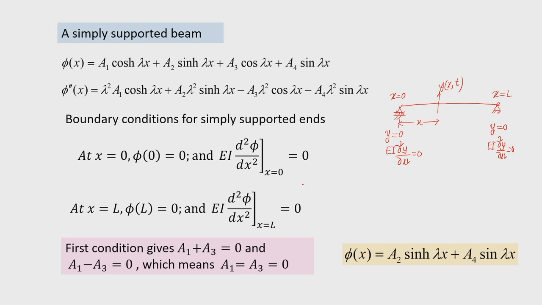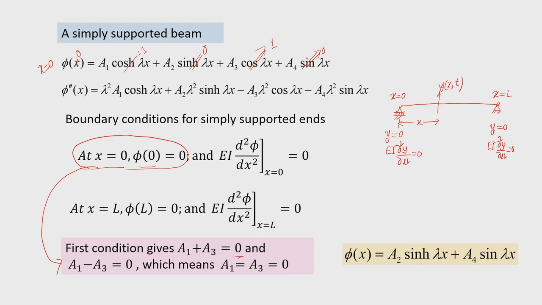Now the boundary conditions are substituted. At x is equal to 0, phi is equal to 0. If I put x is equal to 0, you can see this term is 1 and this term will be 0. Again, this term is 1 and this is 0. So ultimately from the first condition we get a1 plus a3 equal to 0. This condition, x is equal to 0, phi is equal to 0, gives you the equation a1 plus a3 is equal to 0.